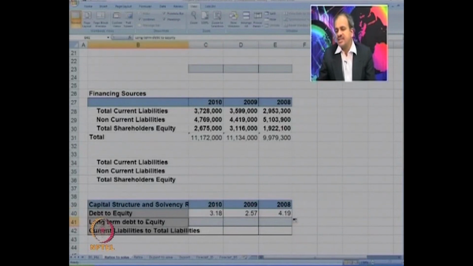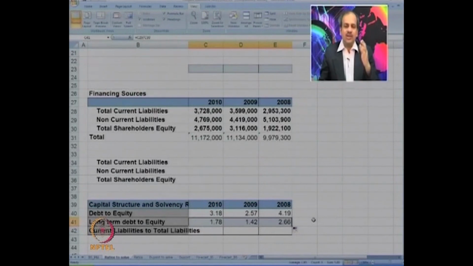The second ratio is long term debt to equity. As the name suggests, now we will not look at the current liabilities, we will only look at long term liabilities, or as they are known in the US, non-current liabilities. So we will take non-current liabilities divided by the shareholders' equity. So the ratio is 1.78. If I drag down to earlier years, you can see that in 2008 the ratio was much higher. It was 2.66. Then it was brought down, and now it is somewhat in control. So 1.78 is the current ratio in 2010.